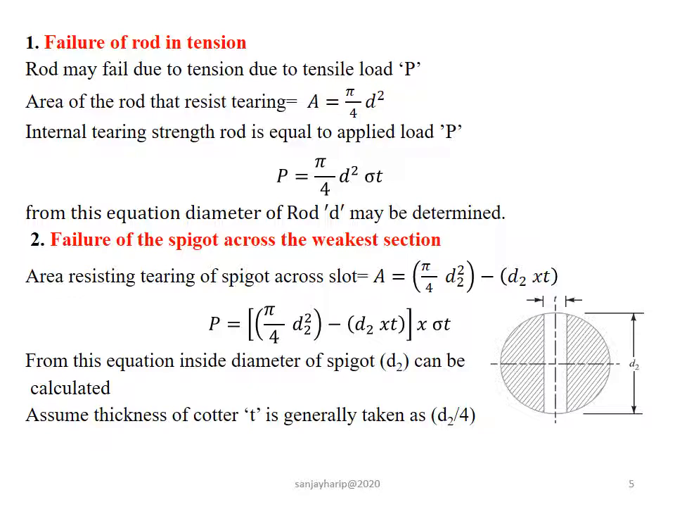As we know, rods are in tension due to tensile load. The resisting area is pi by 4 d square. So we can find out the diameter of rod d with the help of this equation. Next, let us see the design of spigot. The weakest section of the spigot is shown in the figure. So, we can calculate the diameter of spigot, that is D2, with the help of this equation. In actual practice, thickness of cotter t is usually taken as D2 by 4.